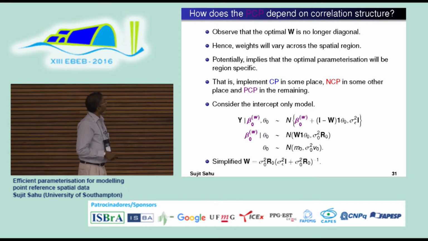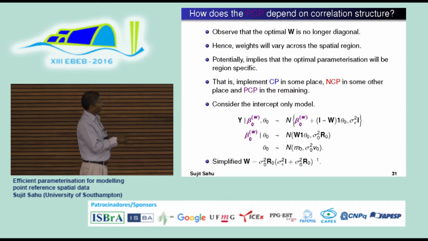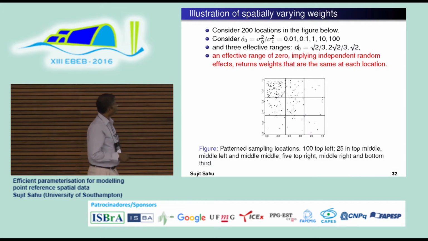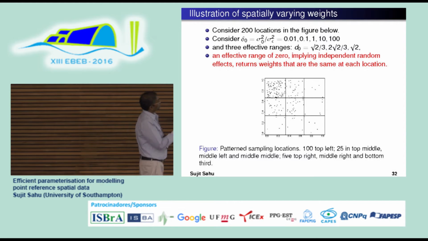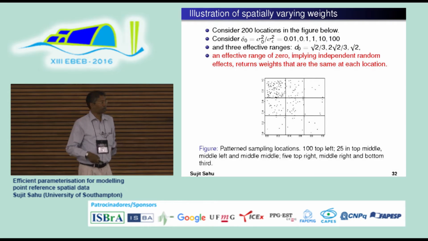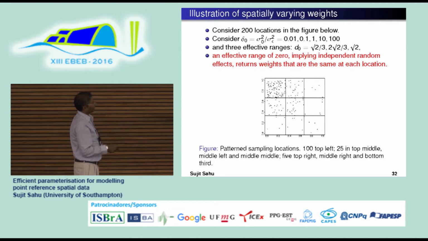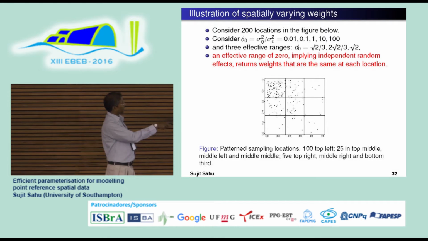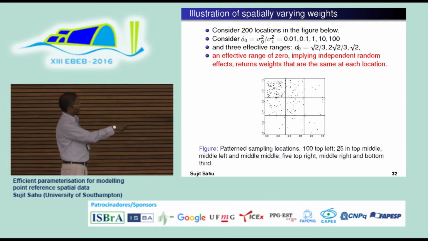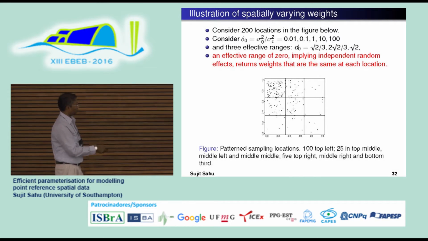So we want to see how the PCP depends on correlation structure and all that. So we have a simple model again. Consider 200 locations in the figure below. These are the spatial locations where we have observed data, and obviously we did a clustering here, a clustering there, thinner and even thinner. And three effective ranges: root 2 over 3, 2 root 2 over 3, and root 2. An effective range of 0 implies independent random effects, with weights that are the same at each location, and patterned sampling locations.